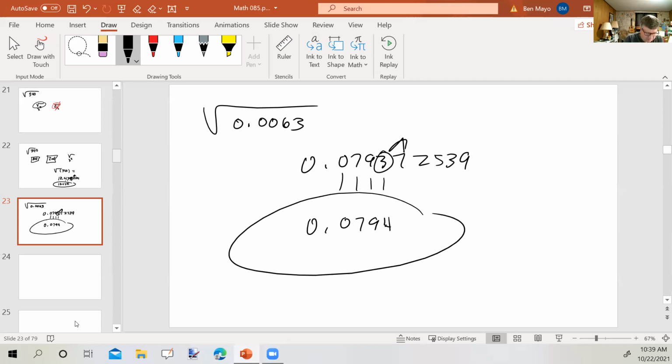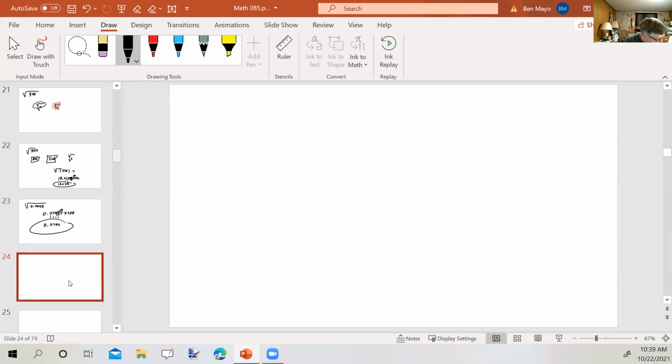Okay, now let's take a look at this problem. It says the square root of 4x squared. It says simplify each expression. Assume that all variables are unrestricted. So that means x in this case can be a positive number or a negative number or 0. It's unrestricted. And it says, and use absolute value symbols when necessary.